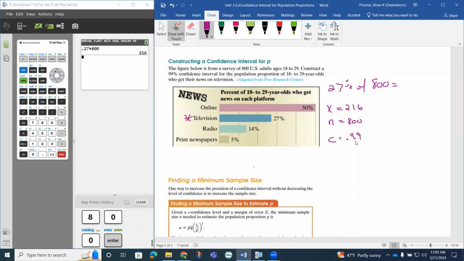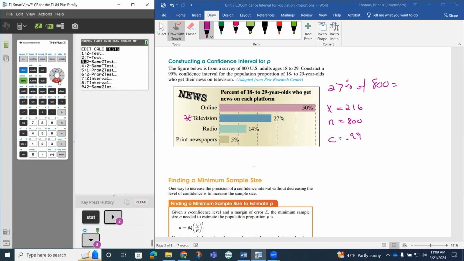So what we can do is just let the technology build this confidence interval for us. If we go to stat, go to test, go to that A, the one prop ZInt. So that's our proportion, and again we use that critical value Z for that. Notice how we put the 216 in as our successes, those who actually watch news on television. 800 was the number of people surveyed. Our confidence level was 99. That's how confident we want to be.